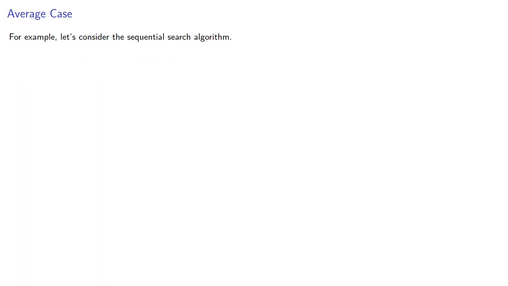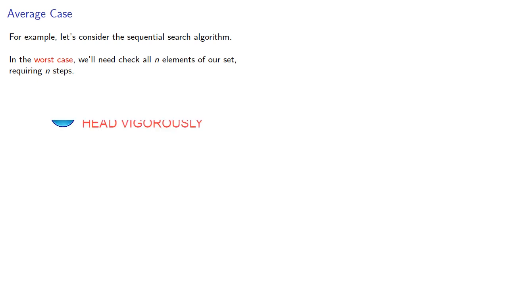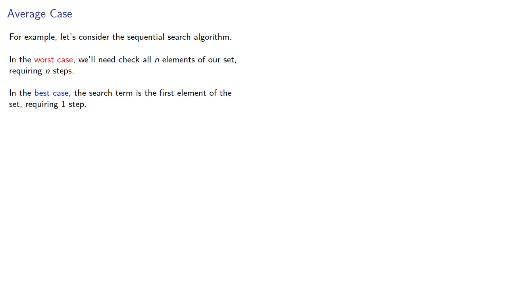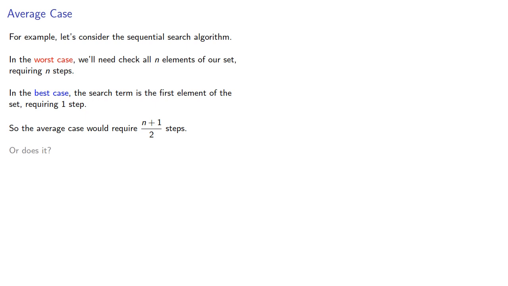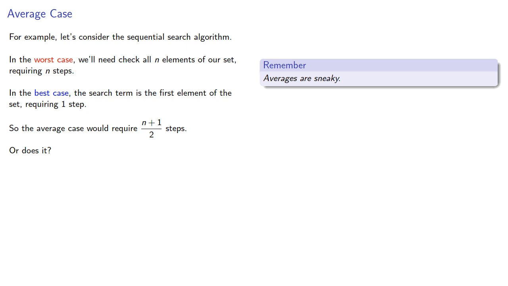For example, let's consider the sequential search algorithm. In the worst case, we need to check all n elements of our set, requiring n steps. But in the best case, the search term is the first element of the set, requiring just one step. So the average case would require n plus 1 steps. Or does it? And the problem is averages are tricky. In this case, the average case does take n plus 1/2 steps. But again, more generally, we have to be very careful about how we work with our probabilities.